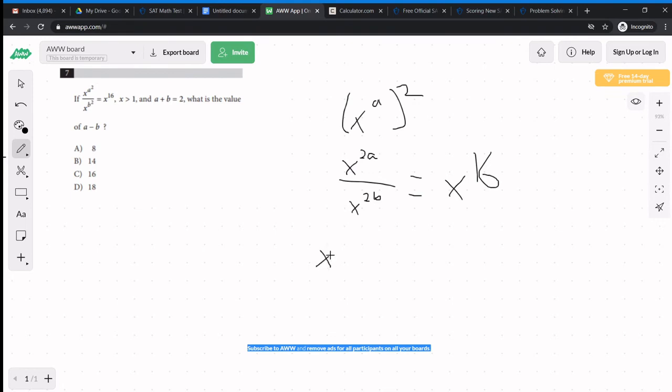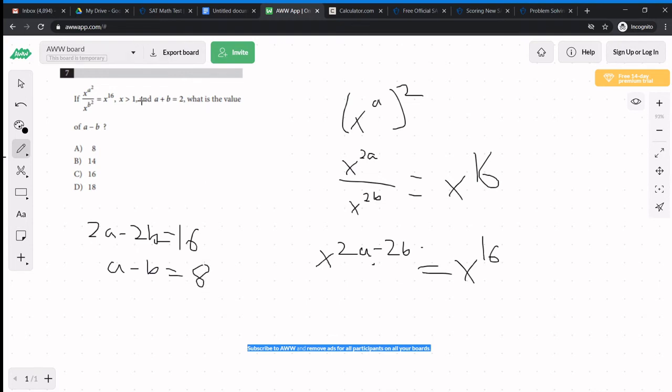So we get x to the 2a, again, you're going from division to subtraction, moving down a level, minus 2b equals x to the 16. So you get 2a minus 2b equals 16. You get a minus b equals 8. So this entire thing actually wasn't even necessary, because all you're looking for is a minus b, and that's your answer, 8 right there. Simple as that.